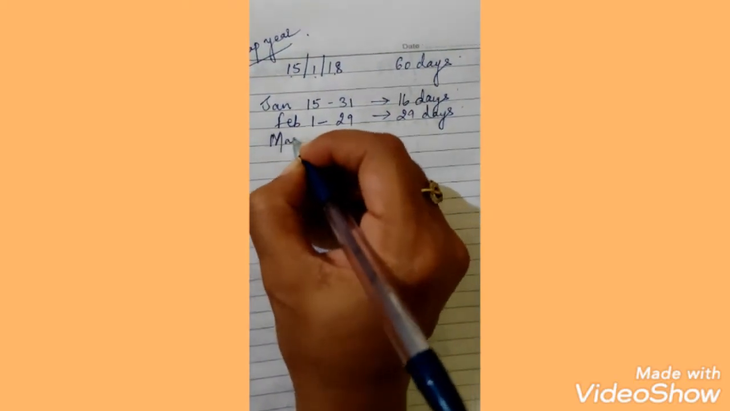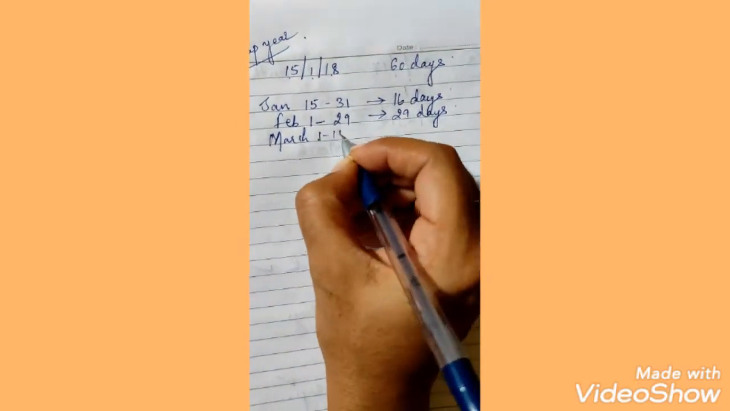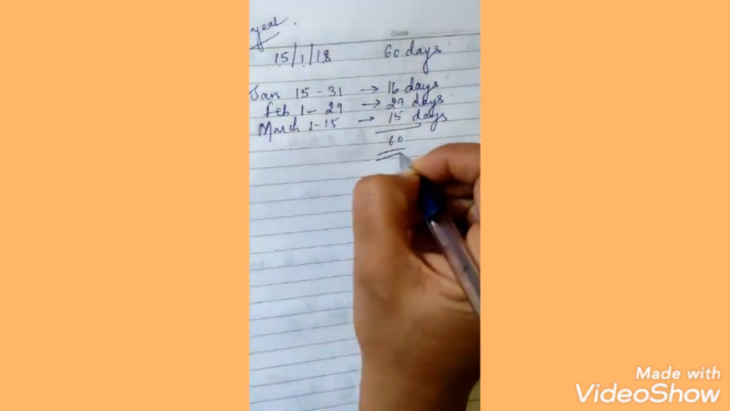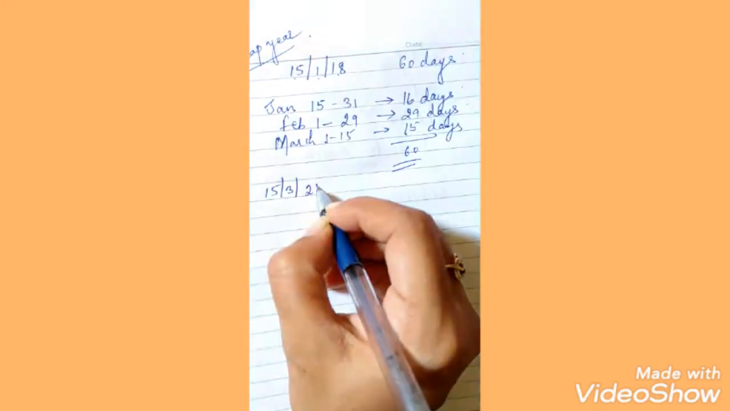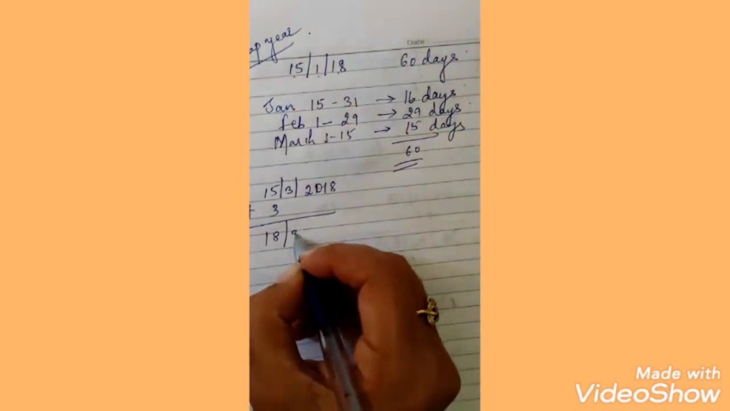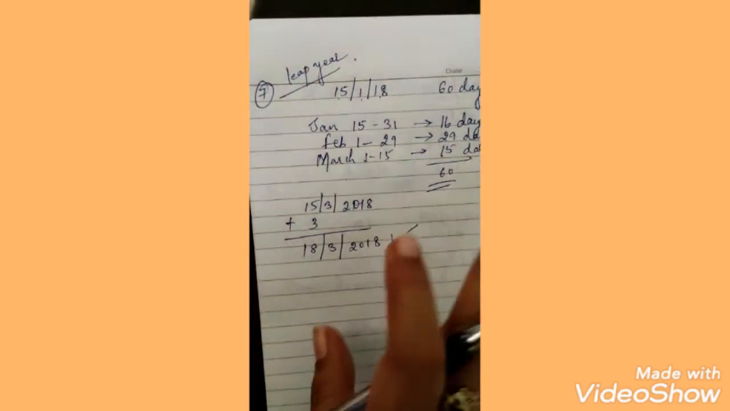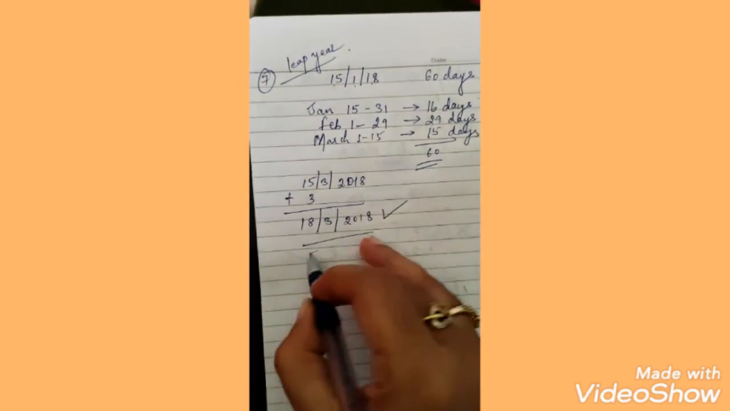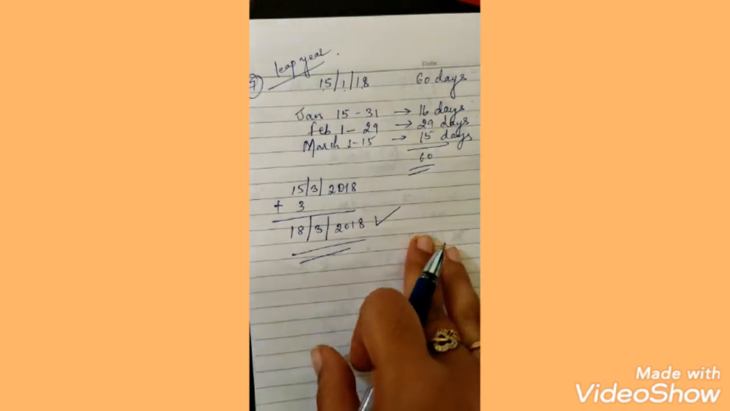Then March. Now we need only 15 days, right? To make it 60 we need only 15 days of March. So the total, if you add it up, will be 60 only. So from 15th March 2018 you add 3 days of grace. If I add 3 days of grace here, then 18th March 2018 will be my date of maturity. So like this you have to calculate the date of maturity. In case you have any doubt, you can message me. I hope this video is helpful for all of you to understand the date of maturity.